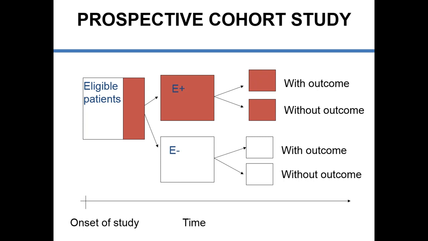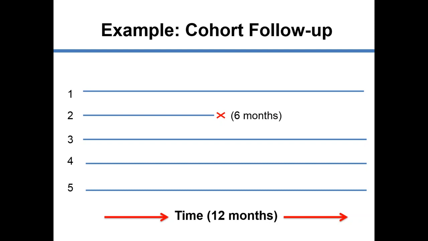But the same forward directionality. Do you see time on the bottom? Do you see the onset of the study? Do you see that everything that we're looking for in terms of outcome comes after the exposure? It's prospective, forward directionality. This is one that you saw earlier. We're starting at the beginning when nobody has the outcome. We're following them up. So the rates and the risk that we calculated based on this diagram are part of a cohort study. It's got a forward directionality.